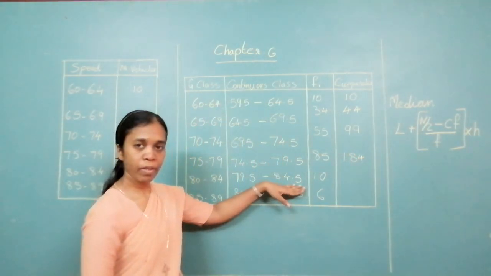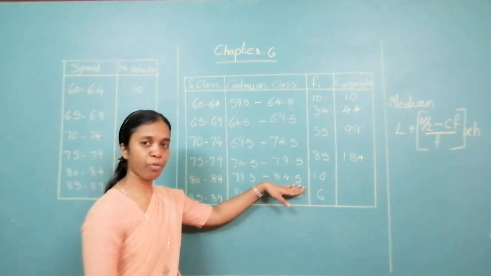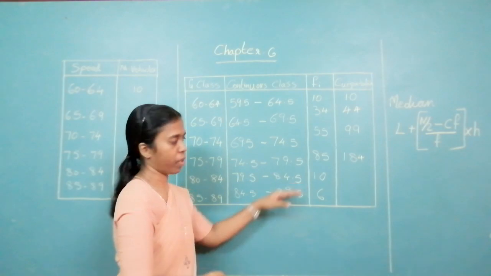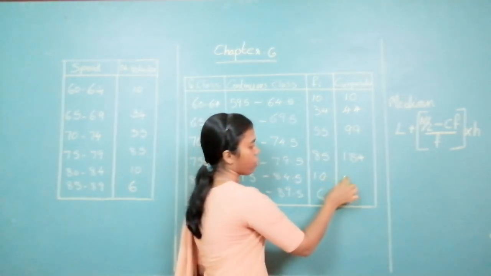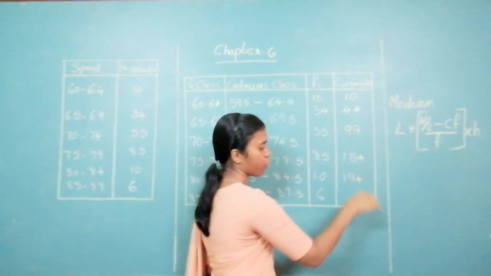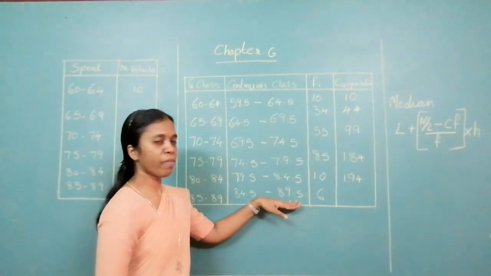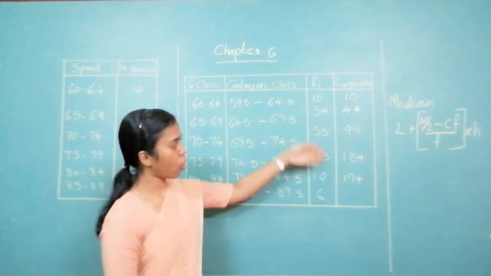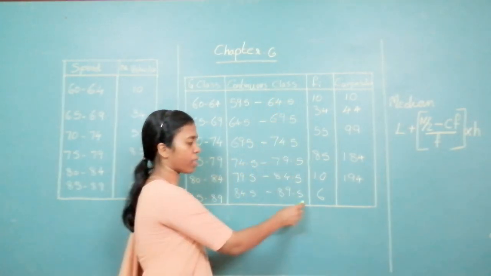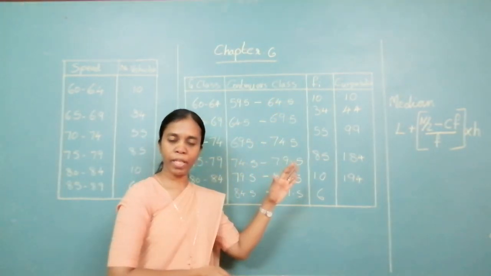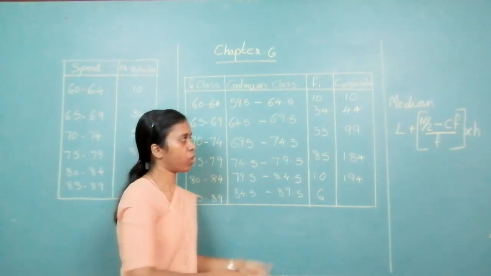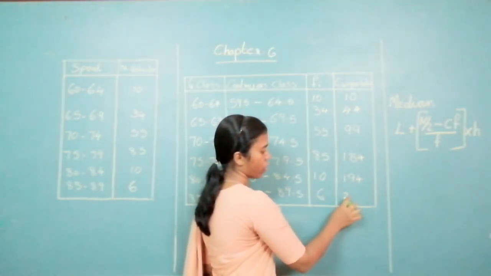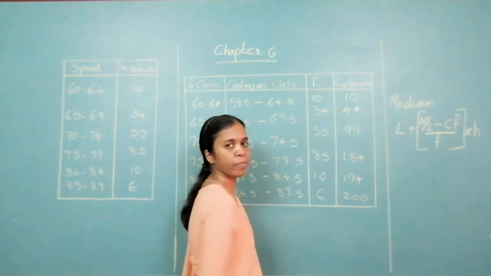How many vehicles have the average speed less than 84.5? It means all this is below 84.5. So add these two here, you will get 194. How many vehicles have average speed less than 89.5? All the vehicles have, this is the maximum. So all the vehicles have the speed less than that. So the total number will be coming over here. That is 194 plus 6, you will get 200.